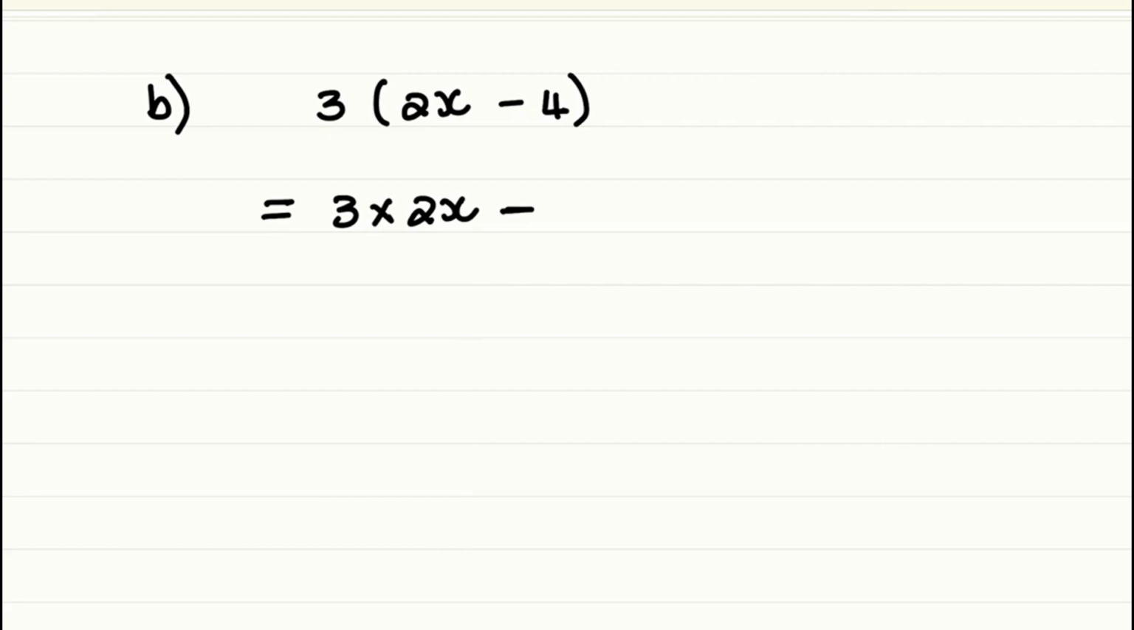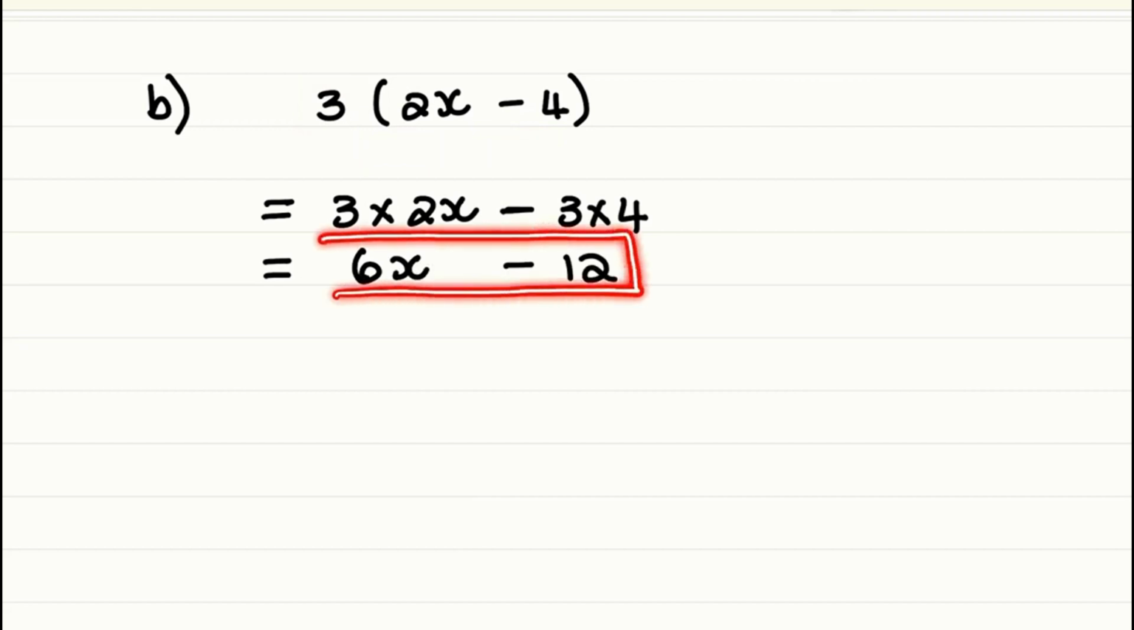And then thereafter we can say it's 3 times 4. And if we simplify, we have 6x minus 12. Now these are not like terms, so we cannot add them together. So this is our final answer.